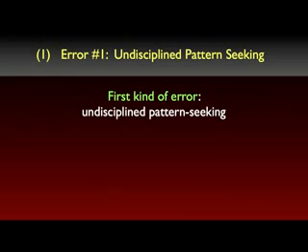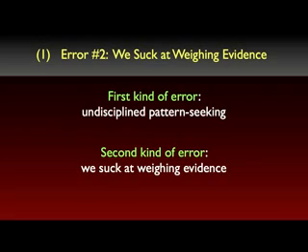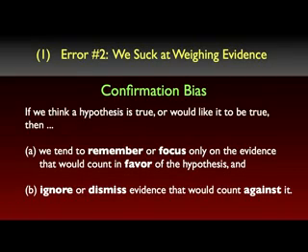The second kind of error that we're prone to has to do with how human beings are naturally disposed to weigh evidence, and more specifically, how we weigh evidence as it bears on the truth or falsity of a hypothesis. The general error is this: if we think the hypothesis is true, or would like it to be true, then we tend to remember or focus only on the evidence that would count in favor of the hypothesis, and ignore or dismiss evidence that would count against it. The result is that we build up a set of data that is lopsided in favor of the hypothesis, that is biased toward confirmation. That's why this phenomenon is called confirmation bias.